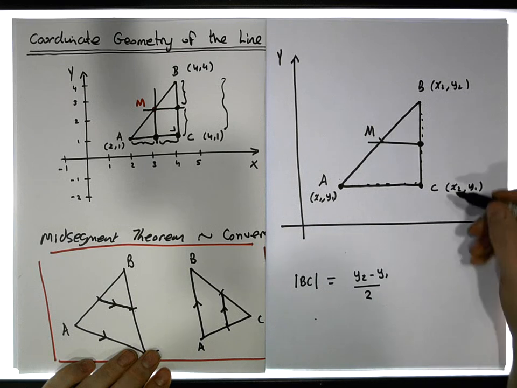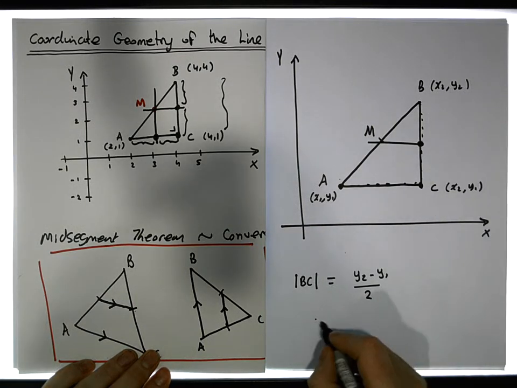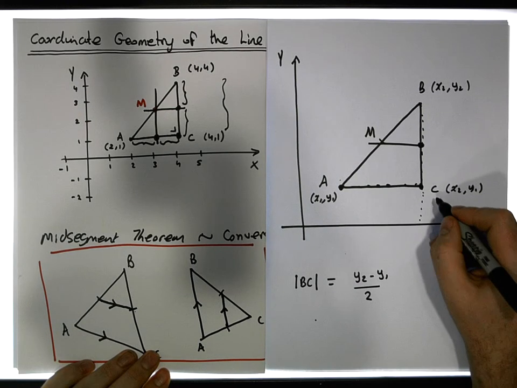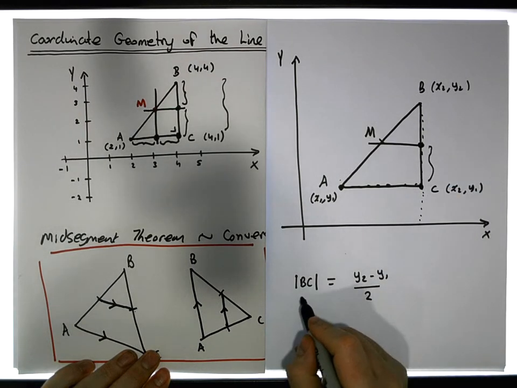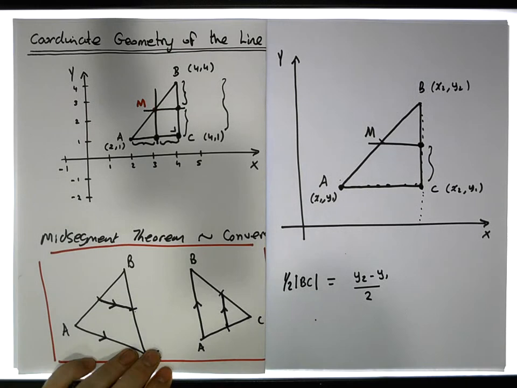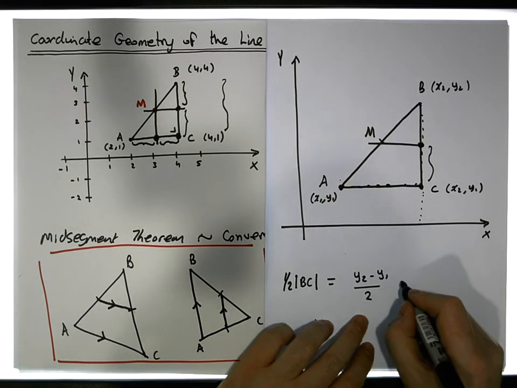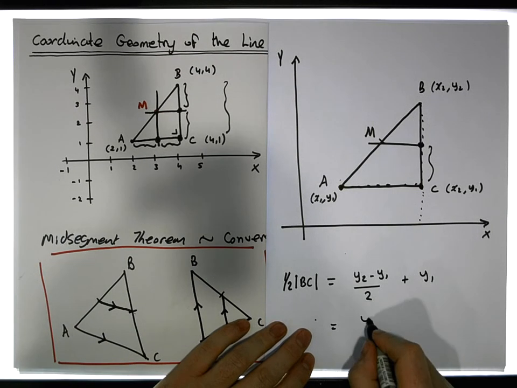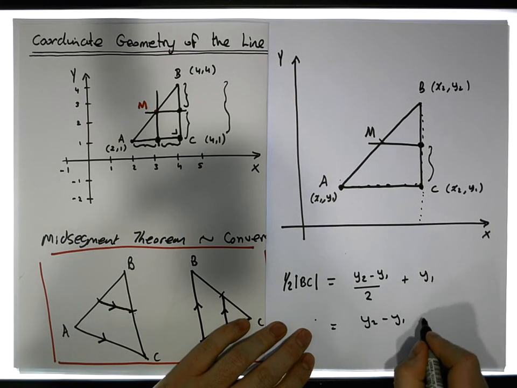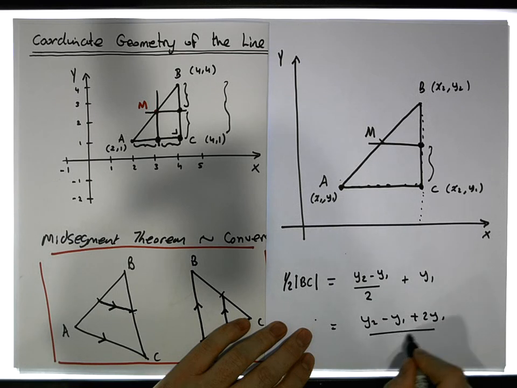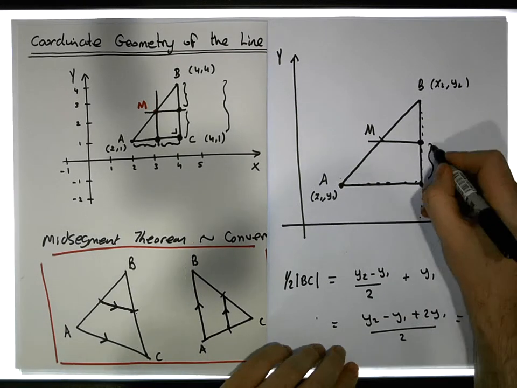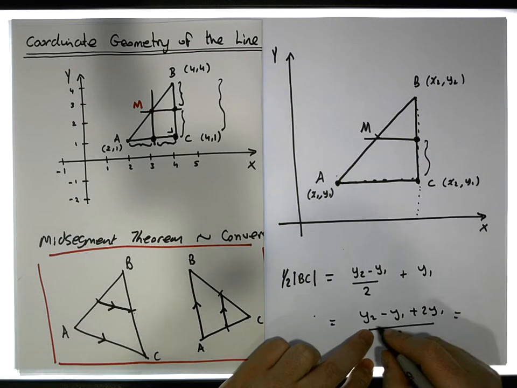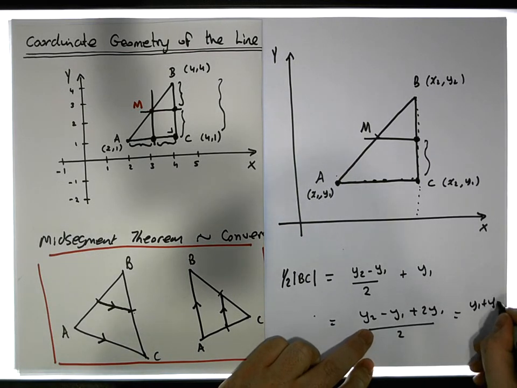So actually the height of the midpoint of this line must be y1 up, plus this distance here, half BC. So it must be that plus y1, which gives us y2 minus y1 plus 2y1, all over 2, which gives us the y value, the height up, is equal to y1 plus y2 over 2.